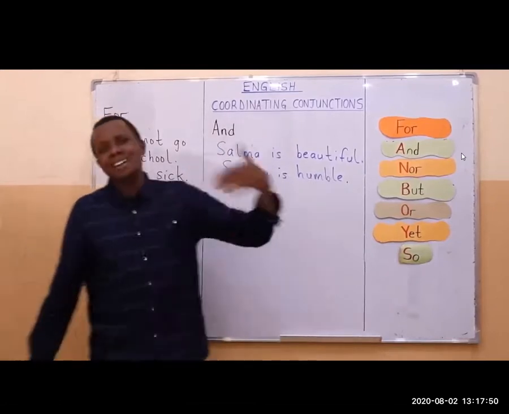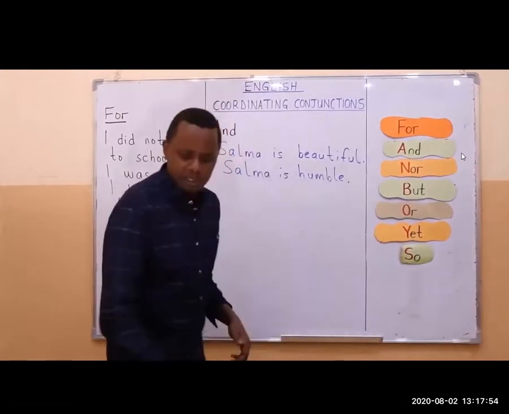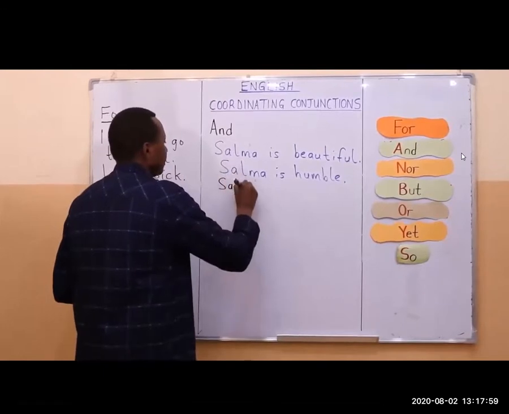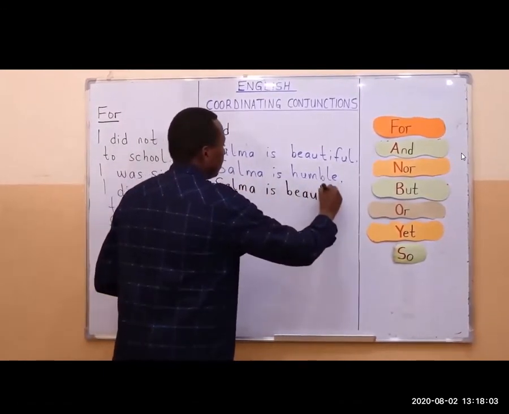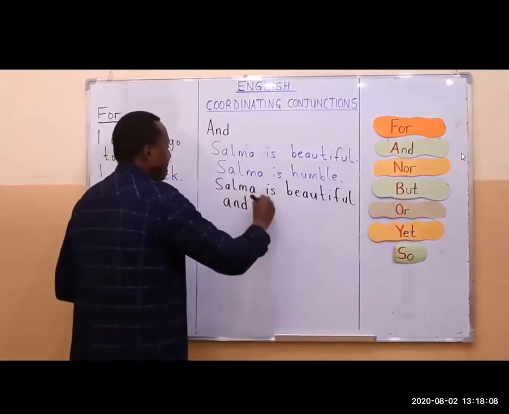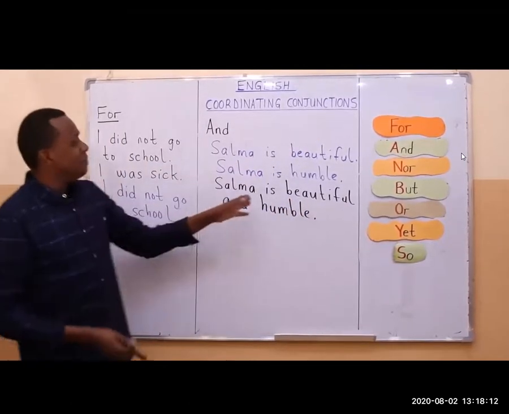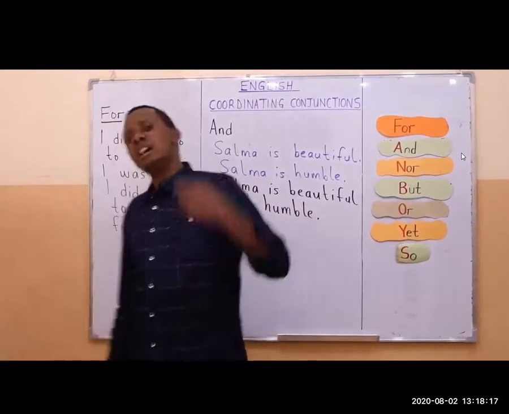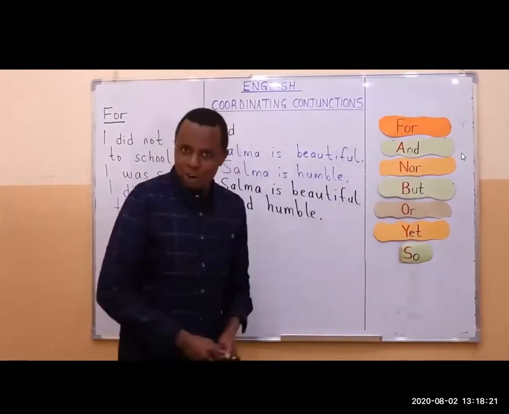Both of them are ideas that go together. They're positives. And so when you're joining them, you're going to have, look at that, Salma is beautiful and humble. The two of them are positives. They are ideas that go together. Let us go to Noor.